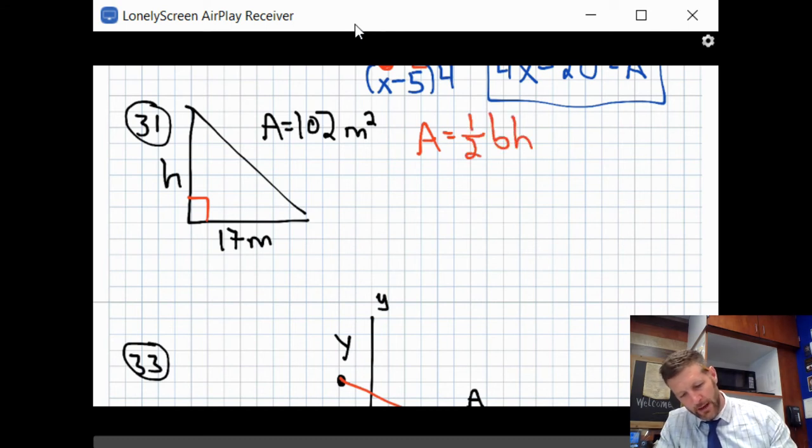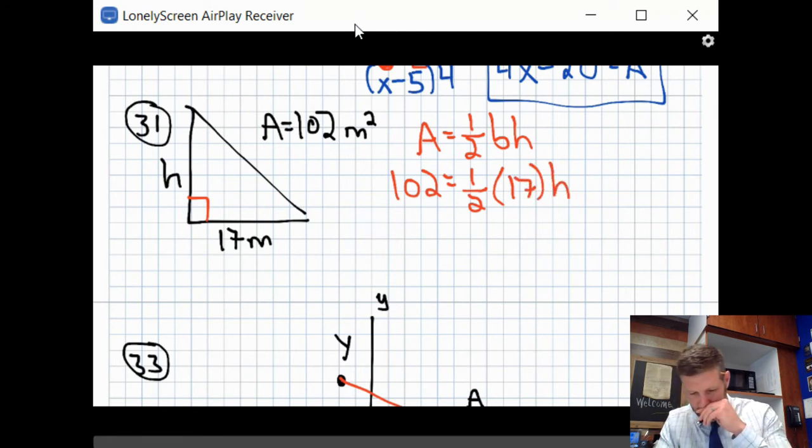Only now I know my area, which is 102. 1/2 times my base, that's 17, times my height. Okay, so in this case, a couple of different ways you could solve it. I could multiply 1/2 times 17. That's one way to do it. Let me just make sure I have my dimensions right. Yeah, I could, but then it is going to be a fraction, so that's up to you.